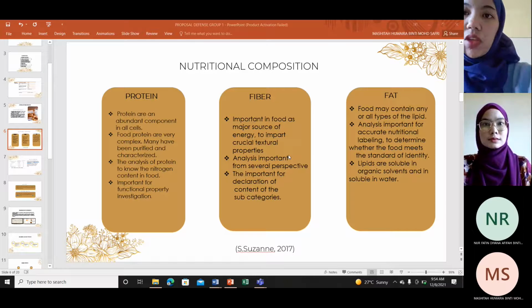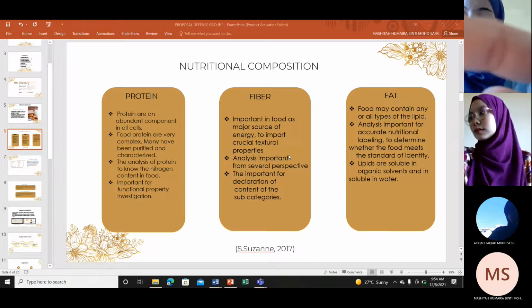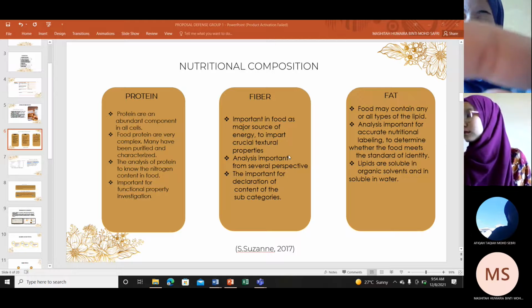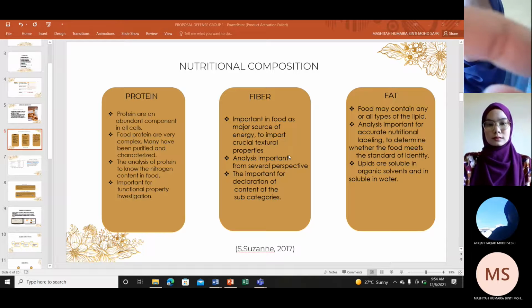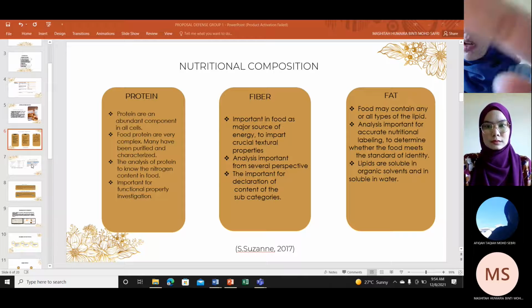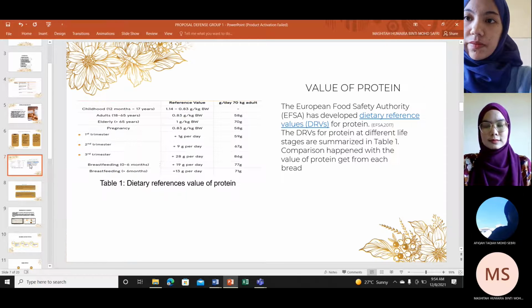Okay, last for the fat. Food may contain any or all types of lipid, such as simple lipid, compound lipid, and derivative lipid. This analysis is important for accurate nutritional labeling, to determine whether the food meets the standard of identity and manufacturing specification. And lastly, lipids are soluble in organic solvents and insoluble in water.